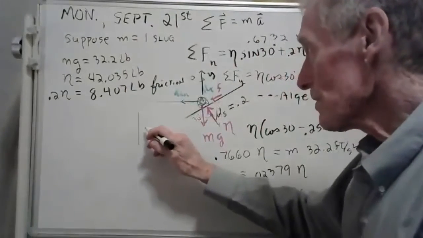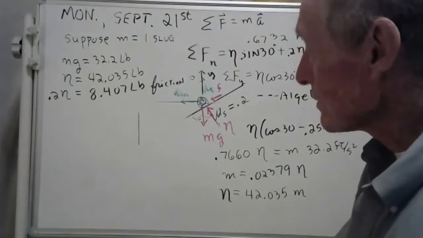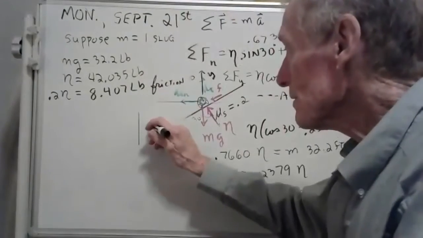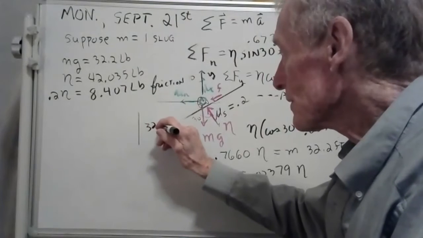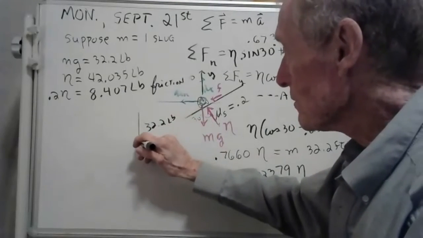I just went straight down. Well, I'm supposed to go 32.2. Did I do 32 point? Yeah, I kind of did. There's your 32.2 pounds going straight down.